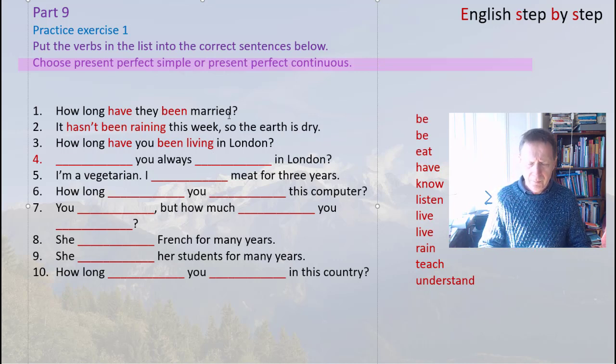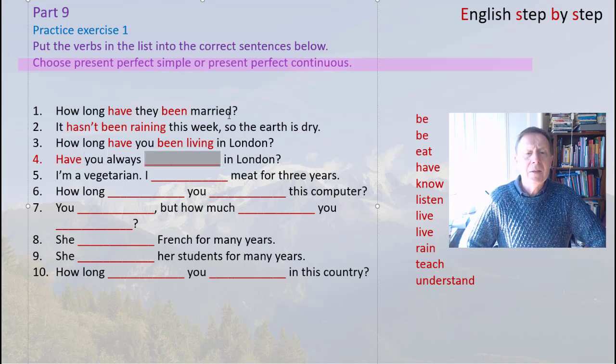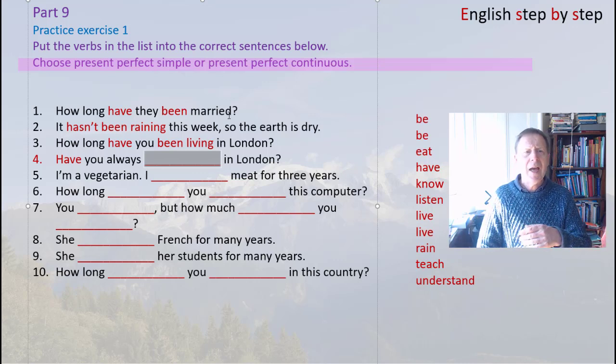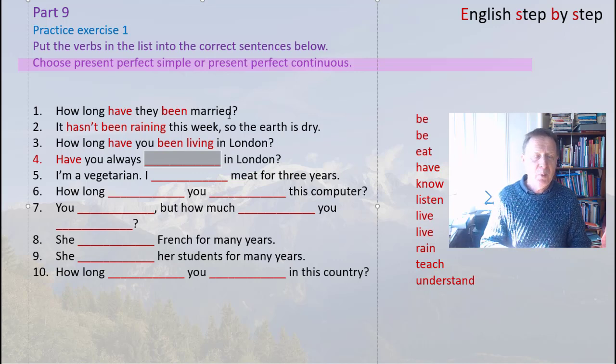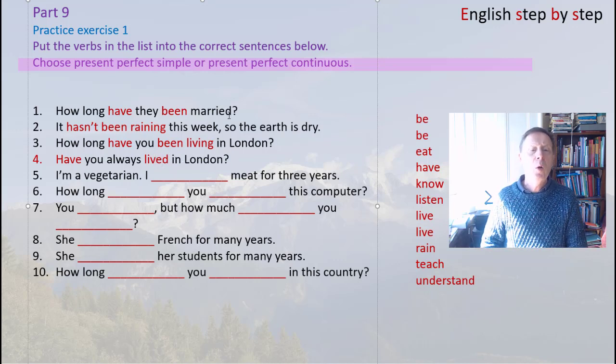Now the next one, we can use the question with have, and then we have the word always. And if you remember in a previous video, I mentioned that if you use adverbs always and never, then you should use the simple form, the present simple form, which would give us the past participle lived. Have you always lived in London?